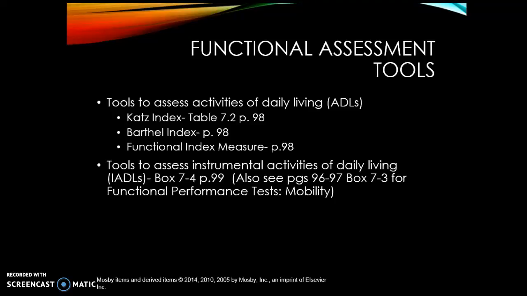Functional assessment tools, tools to assess activities of daily living. You have your Katz index, table 7.2 on page 98, Barthel index, page 98, and functional independence measure on page 98. Make sure you go over those. Tools to assess instrumental activities of daily living is box 7.4 on page 99. Also see pages 96 and 97, box 7.3 for functional performance test, mobility. That will all make sense when you dig into that, so make sure that you go over all the stuff that I've put on there.